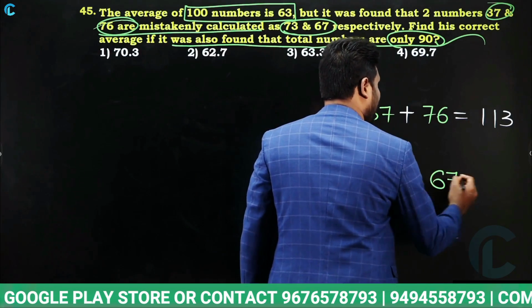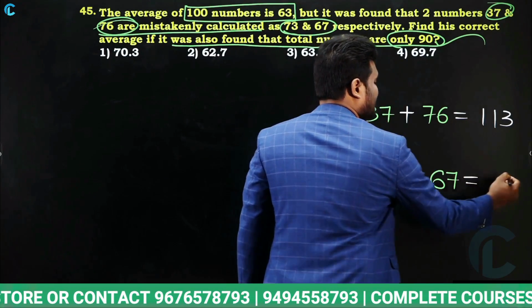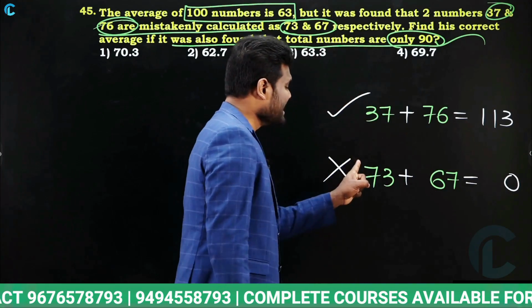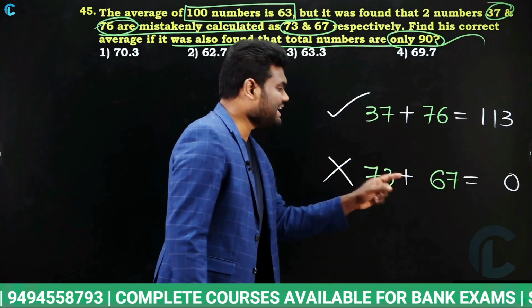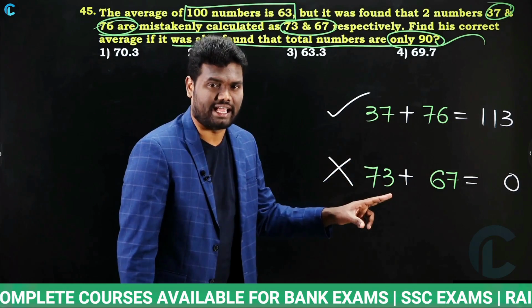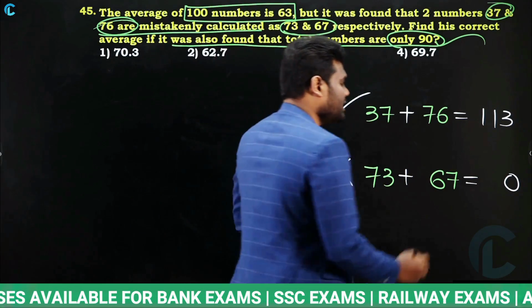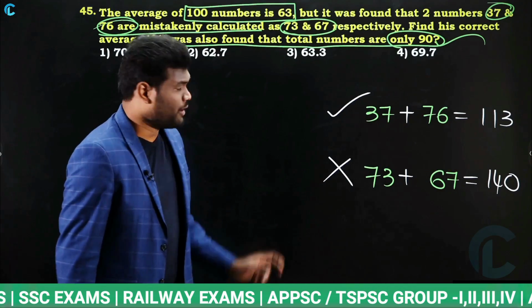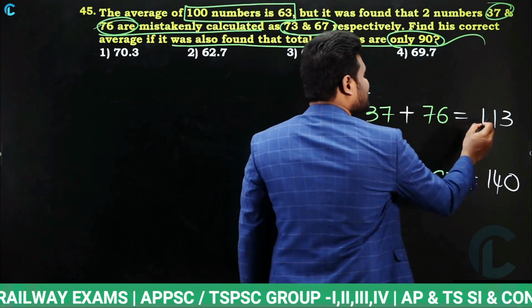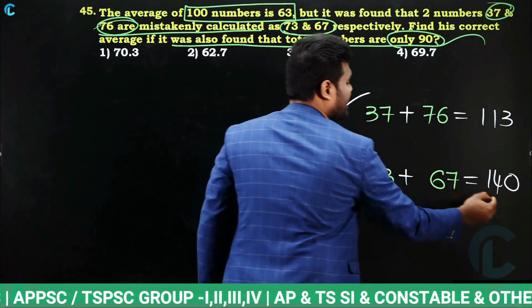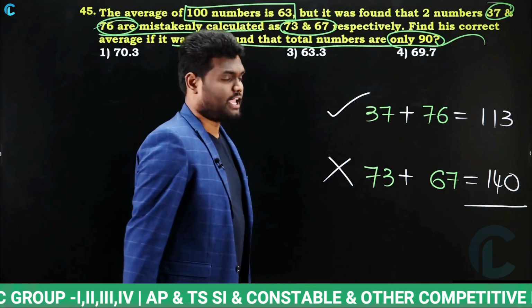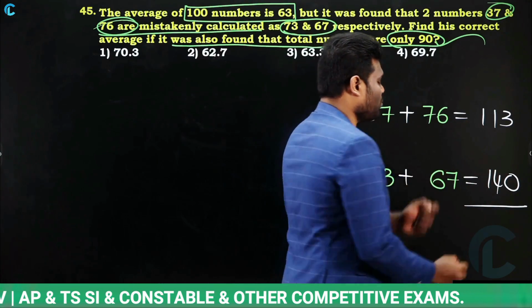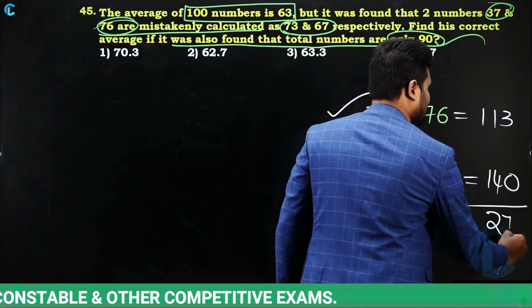Similarly, if you are going to add this, 3 plus 7 is nothing but 10. Similarly, 70 plus 60 is nothing but 130. 130 and 1, it is going to be 14, which is like 140. Now, if you observe here, this is like the correct value and this is like the wrong value. Take the difference. If you take the difference, 140 and 113, the difference is 27.